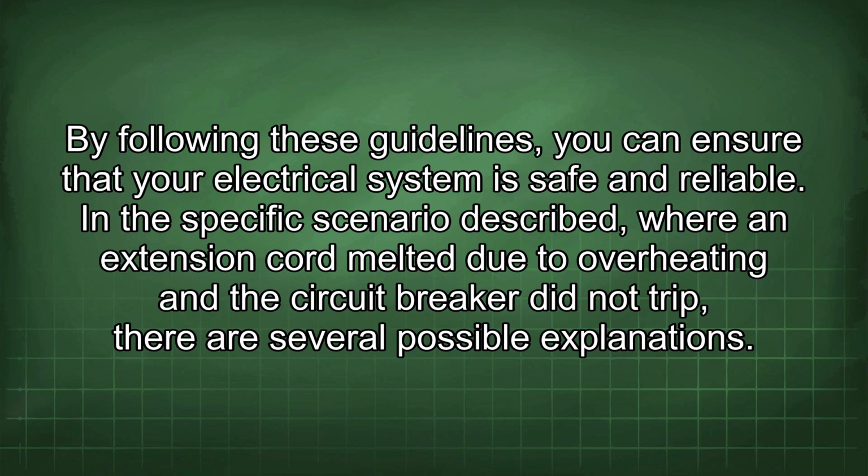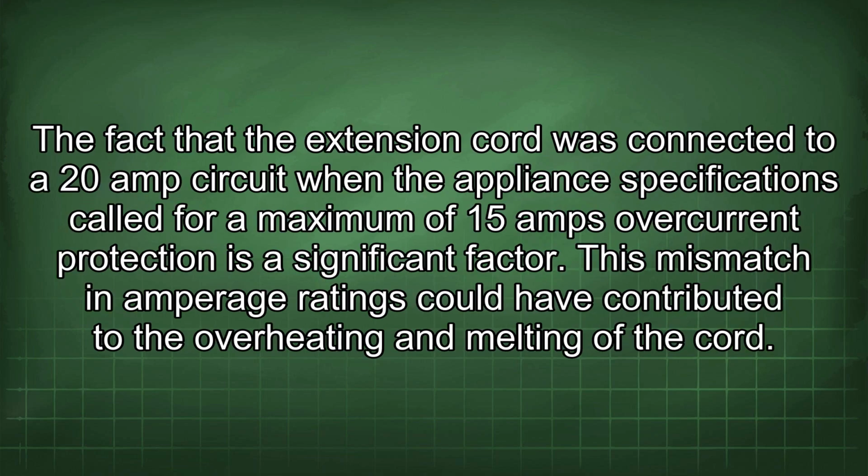In a specific scenario described, where an extension cord melted due to overheating and the circuit breaker did not trip, there are several possible explanations. The fact that the extension cord was connected to a 20 amp circuit when the appliance specifications called for a maximum of 15 amps of current protection is a significant factor. This mismatch in amperage ratings could have contributed to the overheating and melting of the cord.